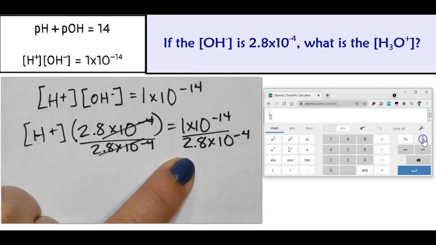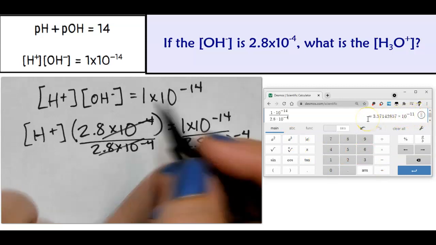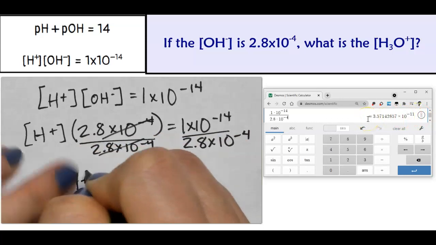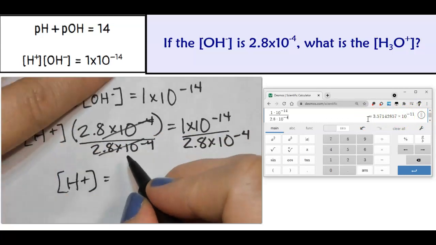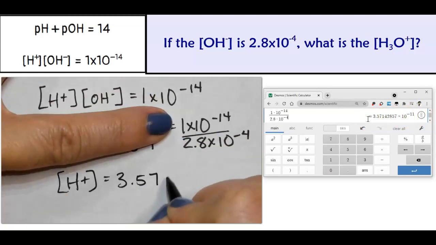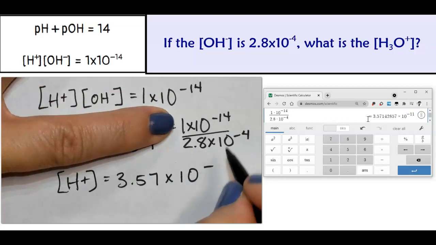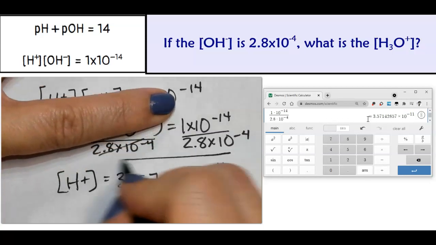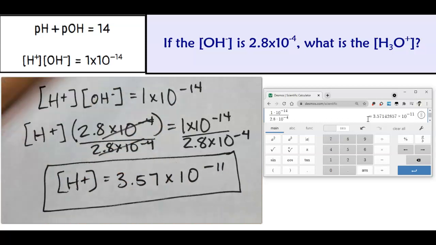So we're going to click A over B. At the top, we'll put 1 times 10 raised to the negative 14. And at the bottom, we'll put 2.8 times 10 raised to the negative 4. And you can see over here we have our answer. So we'll round it off. The hydrogen concentration is equal to 3.57 times 10 to the negative 11. Be sure you keep that exponent at the top.